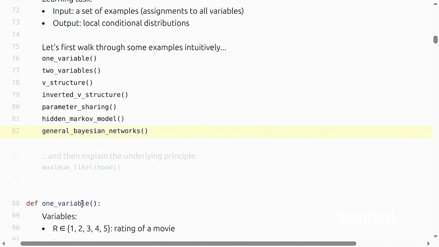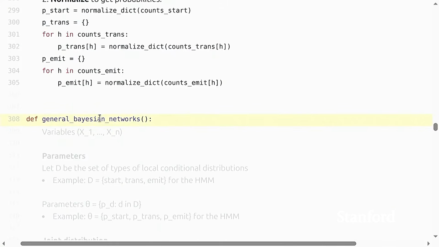Okay, so this is the general case. By now we've gone all the way from 1 to 2 to 3 to 3 with parameter sharing, HMMs. So we've seen a lot of different examples. And now I'm going to show you the general story for how to estimate a Bayesian network. It's exactly the same, but hopefully I'm going to give you the code that makes it look a little bit more general.